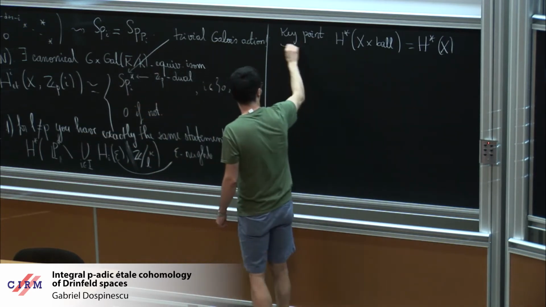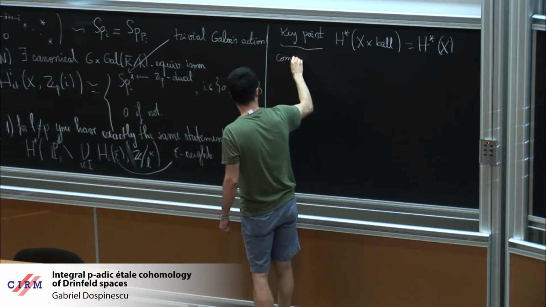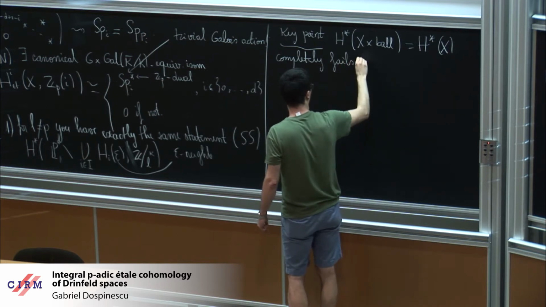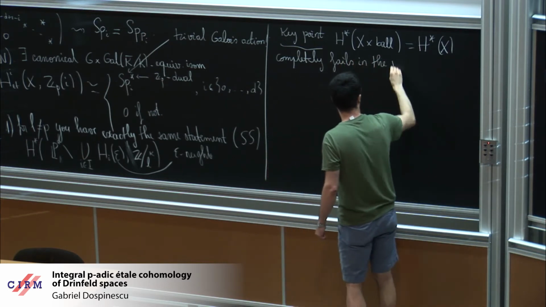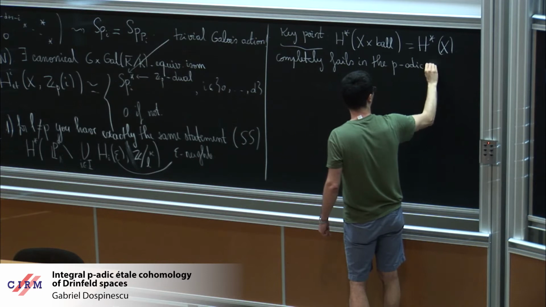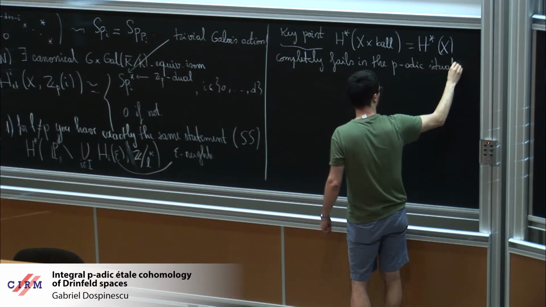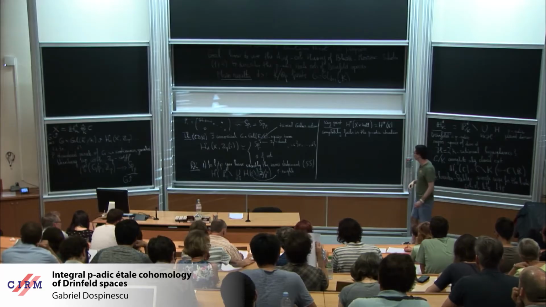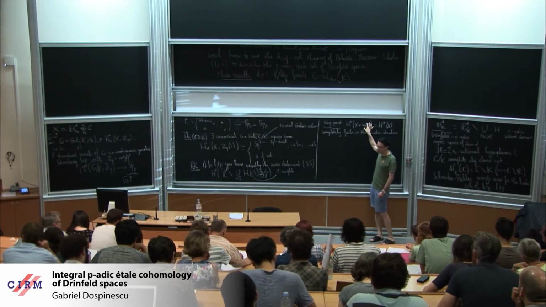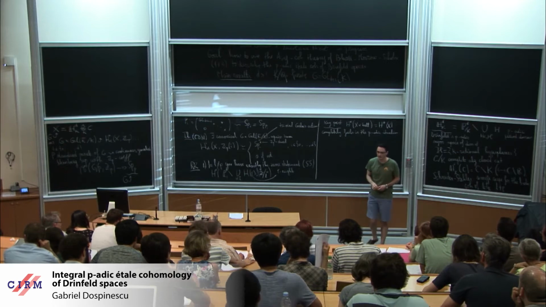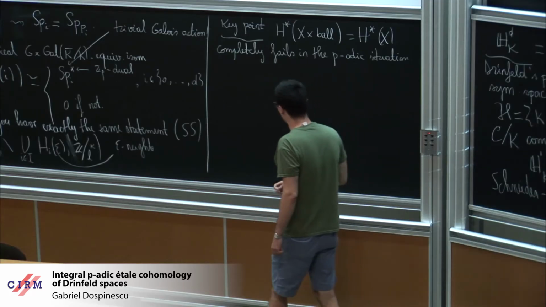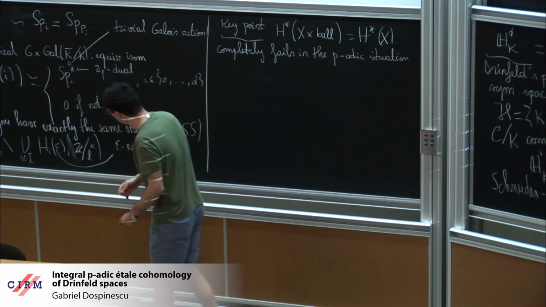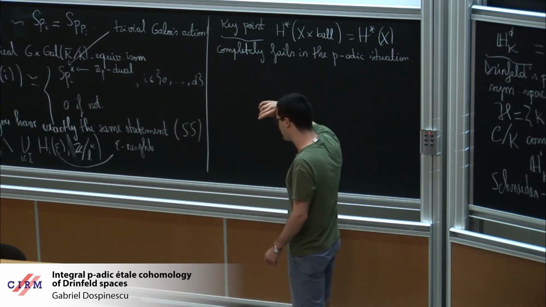This completely fails in the p-adic situation. For instance, if you take X to be just a point, well, the p-adic cohomology of a ball is a complete mess, and of course it's not the cohomology of a point. So one definitely has to do something rather different in the p-adic setting.